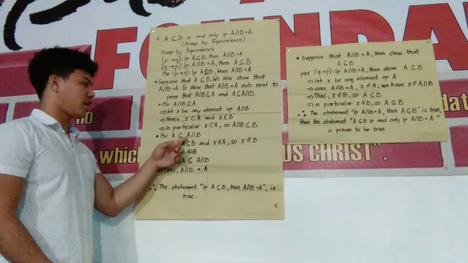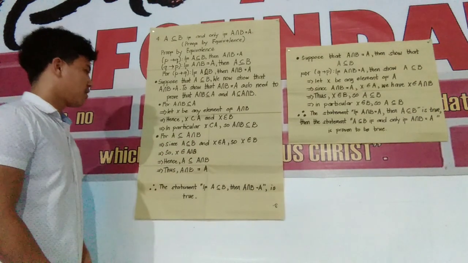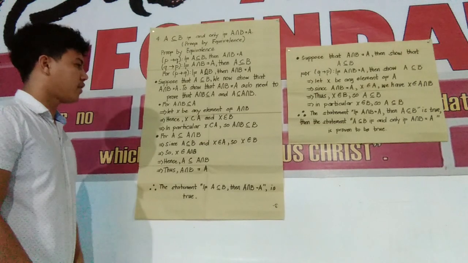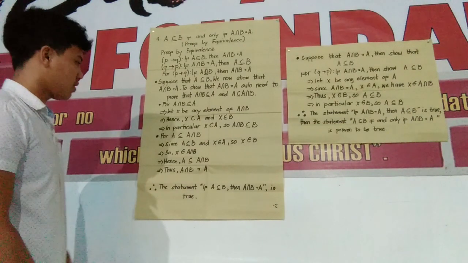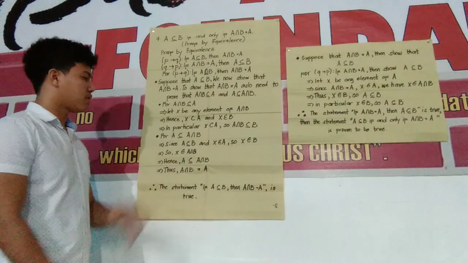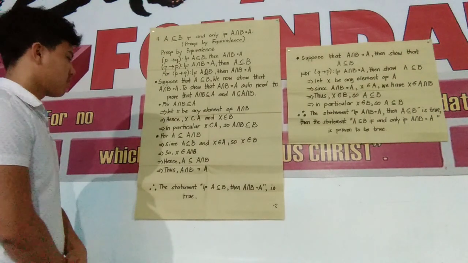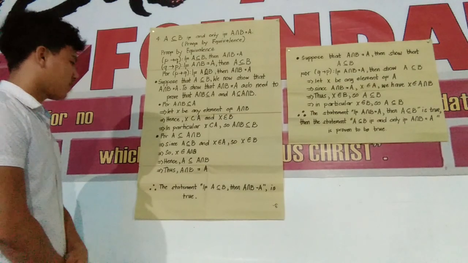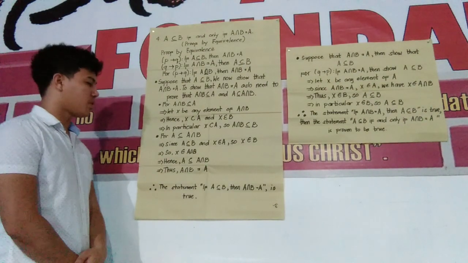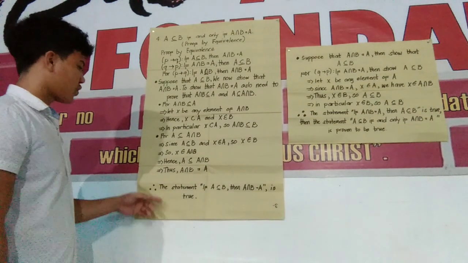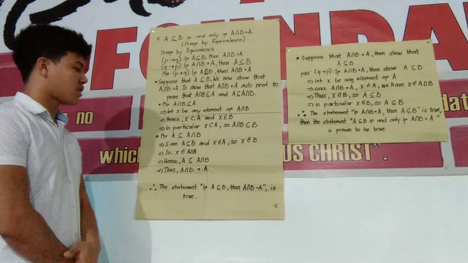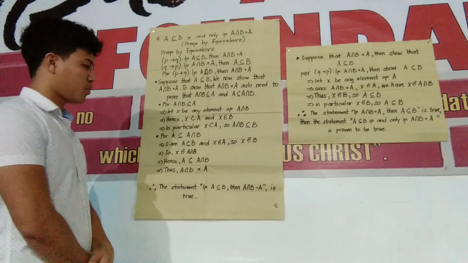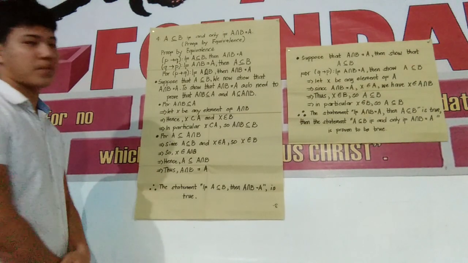Now for A is a subset of A intersection B. Since A is a subset of B and X is an element of A, X is an element of B. So X is an element of the intersection of A and B. Hence, A is a subset of the intersection of A and B. Thus, the intersection of A and B is equal to A. Therefore, the statement if A is a subset of B, then A intersection B is equal to A is true.